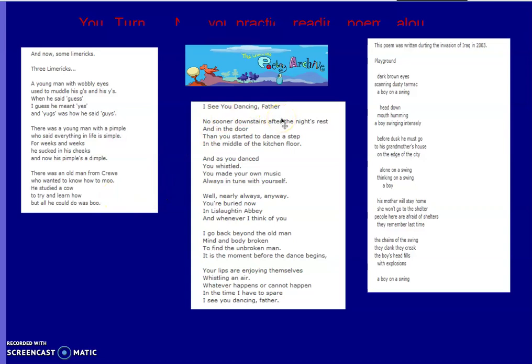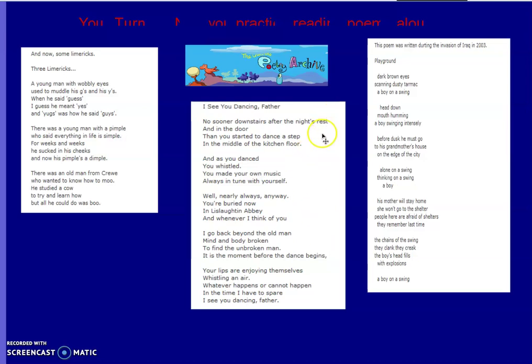Then I see you dancing, father. No sooner downstairs after the night's rest and in the door than you started to dance a step in the middle of the kitchen floor. And as you danced, you whistled, you made your own music, always in tune with yourself. Well, nearly always anyway. You're buried now in Lislochton Abbey, and whenever I think of you, I go back beyond the old man, mind and body broken, to find the unbroken man. It is the moment before the dance begins, your lips are enjoying themselves, whistling in air, whatever happens or cannot happen, in the time I have to spare. I see you dancing, father.